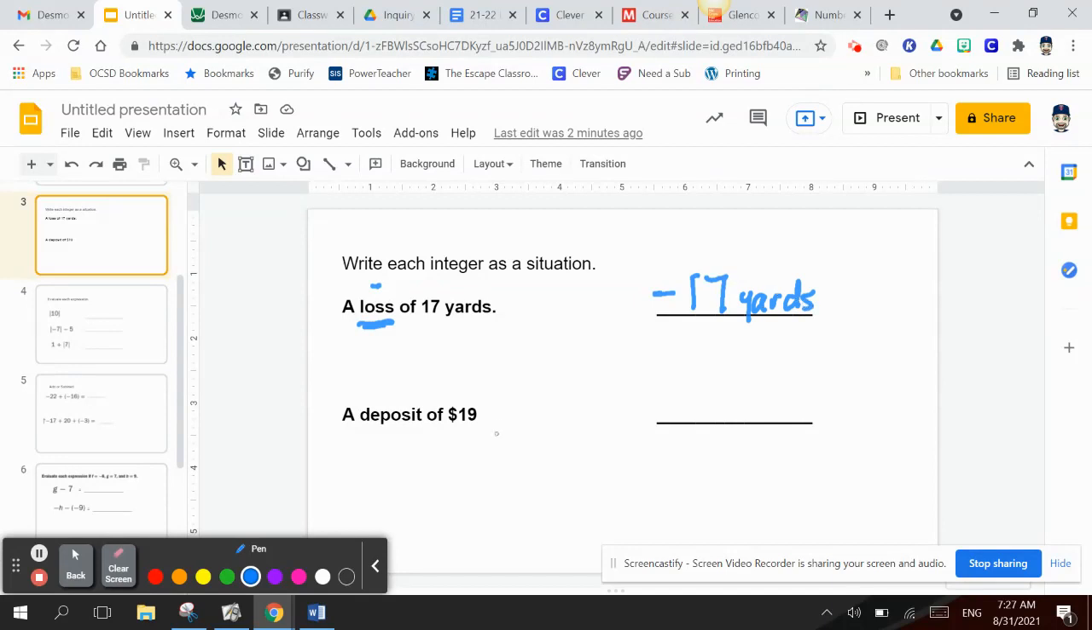A deposit of $19. A deposit tells me I'm putting money into the bank. So that's a positive thing. So it's a positive $19. And we can write it simply as $19 deposit. If you'd like to put the addition sign in front, that's okay too.